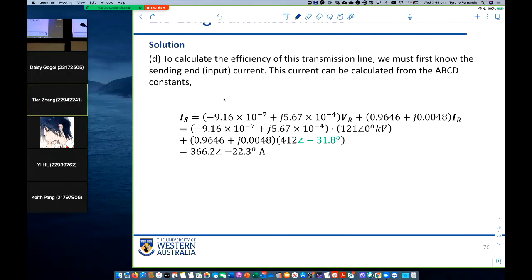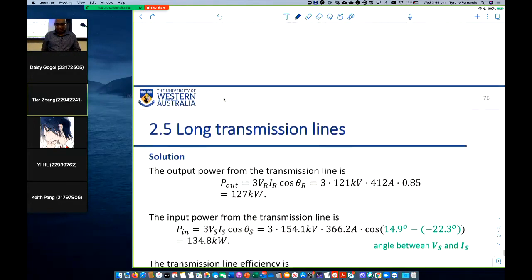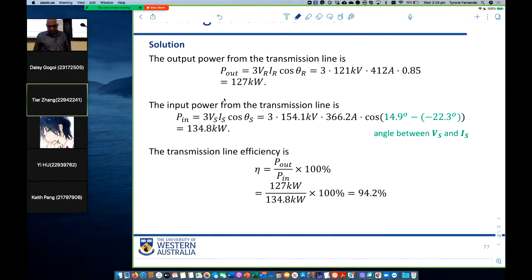So you calculate the sending end current. Again, if you know the ABCD model, you know the receiving end voltage and receiving end current, you can calculate that. Then you can calculate the input power, the power that you inject into the sending end, and the output power, the power that you take out on the receiving end. Take the ratio of P out to P in, and that's the efficiency. I'm not going through how to multiply and all that. I just want to explain the concept so that you understand, and then you can do the number crunching yourself.